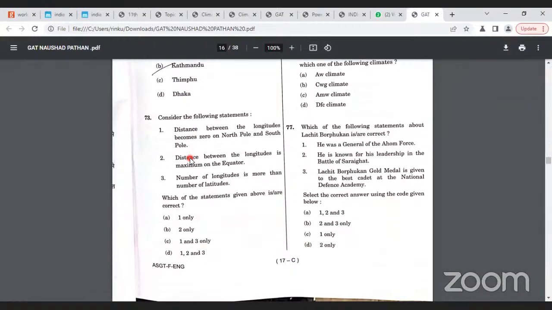Question number 73. The first statement says the distance between the longitudes becomes 0 on the North Pole and South Pole. This is true. The linear distance between the longitudes is maximum at the equator, and they tend to merge with one another. Like all the longitudes tend to merge together at the poles. So the linear distance between the longitudes at the poles is 0. So both these statements are correct.